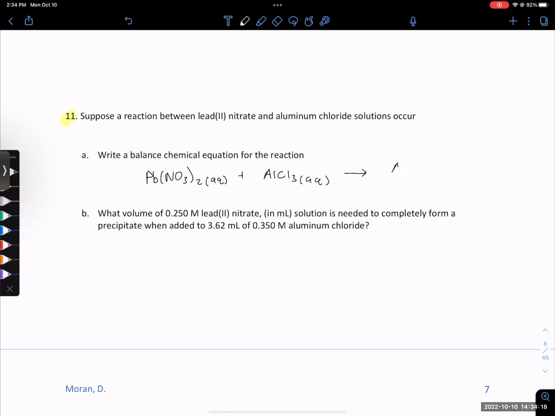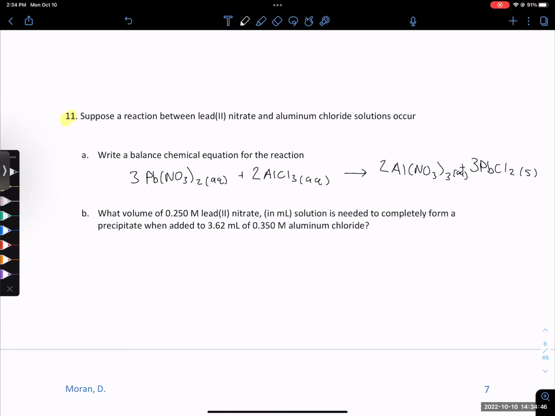Results in Al(NO3)3 and PbCl2, which is solid. All right, and to balance it, we're going to put a 3 here, a 2 here, 2 here, and a 3 here. Okay. That's our balanced chemical equation.